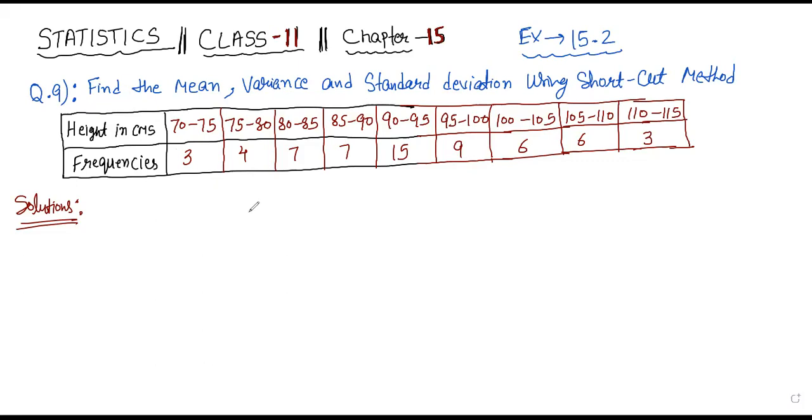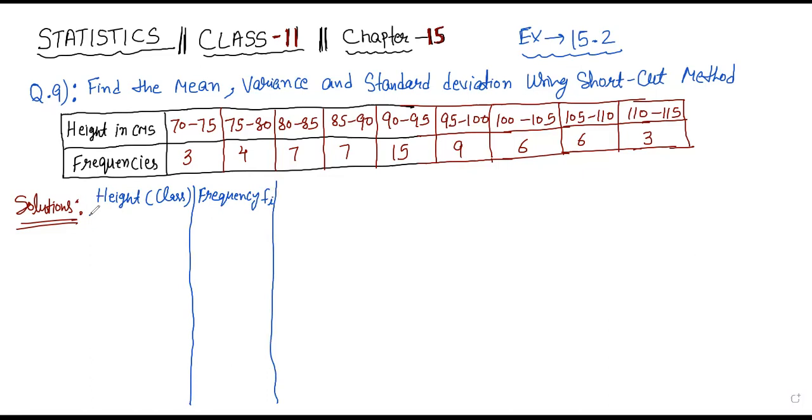So let us make the table. The first column is height, the class interval. Now number of children, so here is number of children. It is all about frequency, frequency Fi.